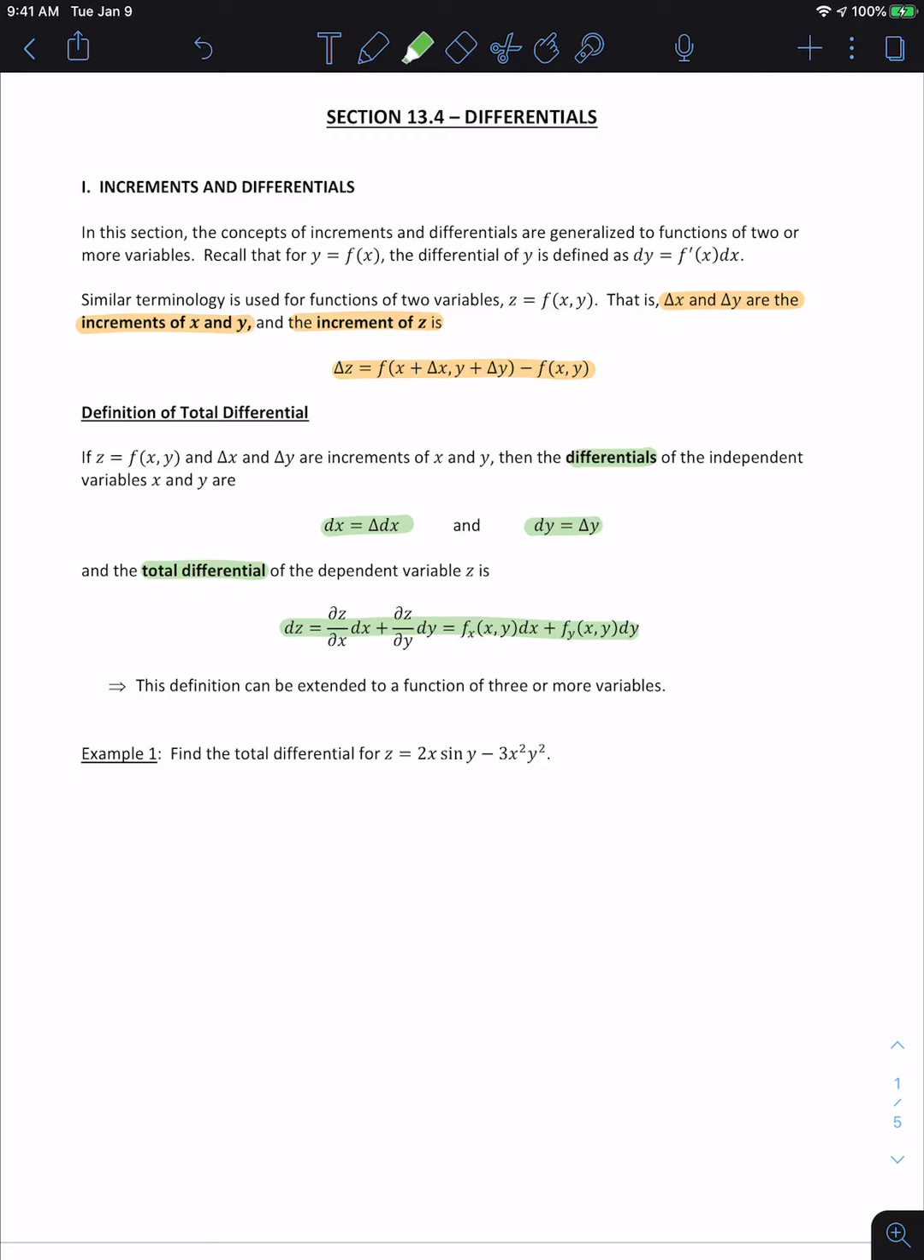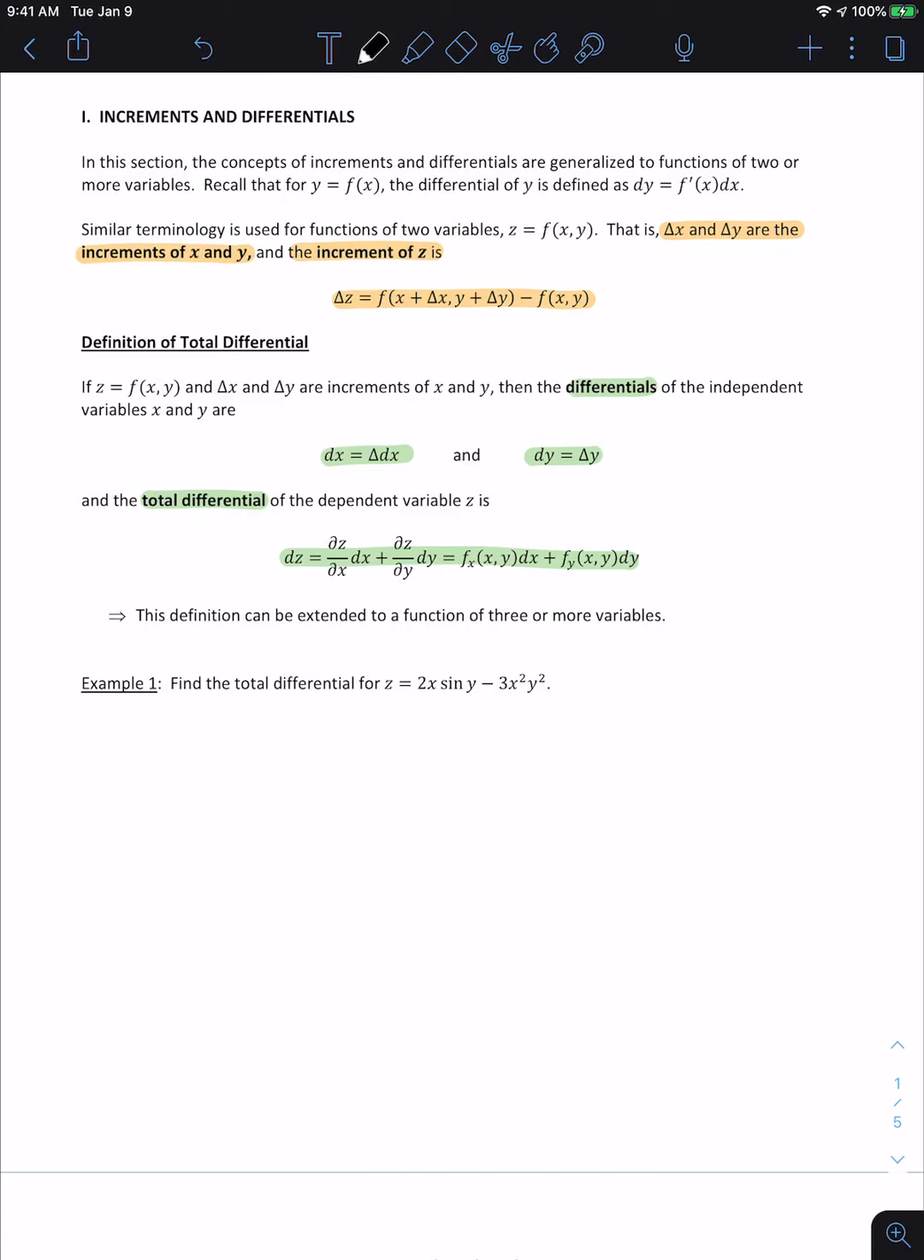Okay, so this definition can be extended to a function of three or more variables the same way, except if I were going to do three or more variables, say x, y, and z, my last term would be the partial derivative of the function with respect to the variable z. So in other words, it would be f sub z, times dz, right?